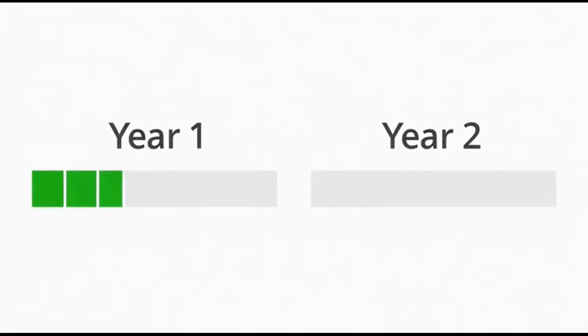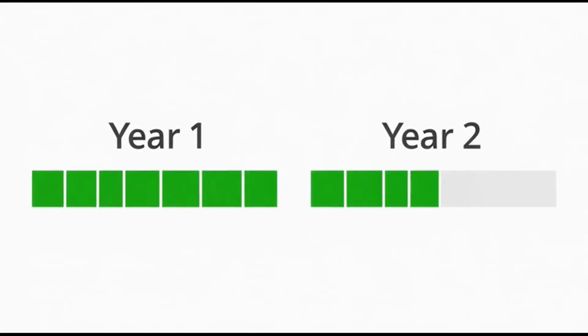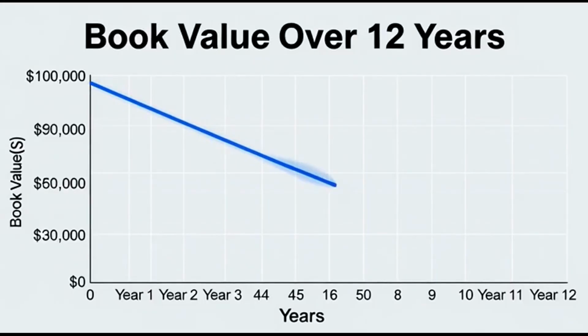Year 1 and Year 2 fill automatically with smooth number transitions. A soft ticking sound accompanies the process. Notice how the value decreases evenly every year.